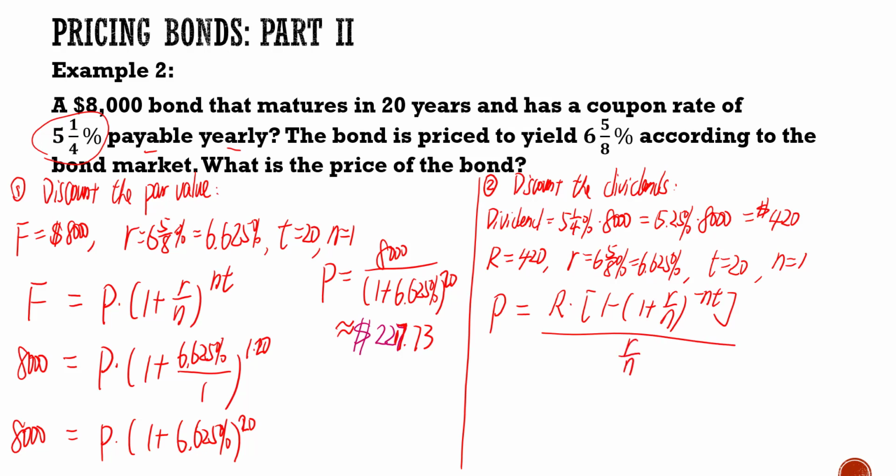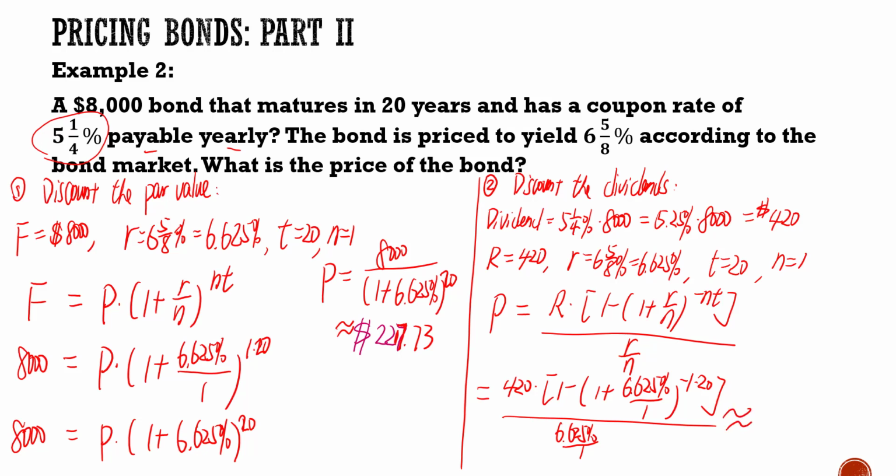Now one more time, we're throwing in all the numbers. So 420 times 1 minus 1 plus 6.625% over 1 raised to negative 1 times 20, and dividing by 6.625% over 1. And if you simplify a little bit, you can omit all those ones, and let's get a result here.